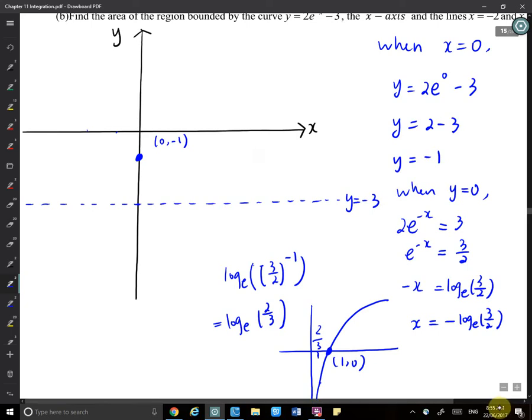So let's go for this shape and that shape. Okay, that's your exponential graph. Well, you should draw it really smooth. Okay, that's better. So this point is, it doesn't matter which one, minus log e of 3 over 2, 0.